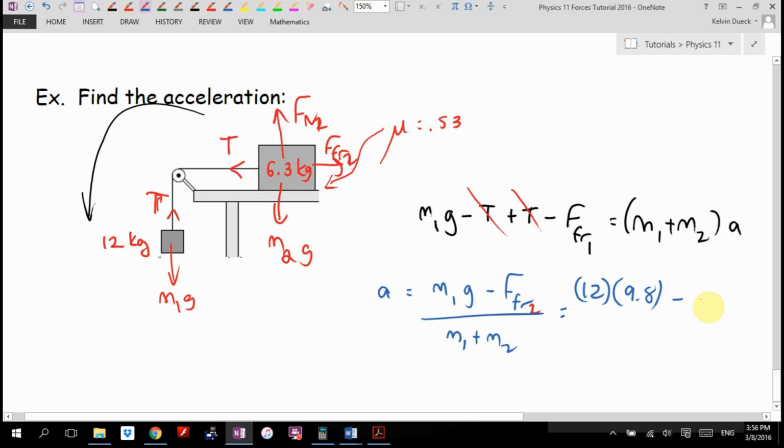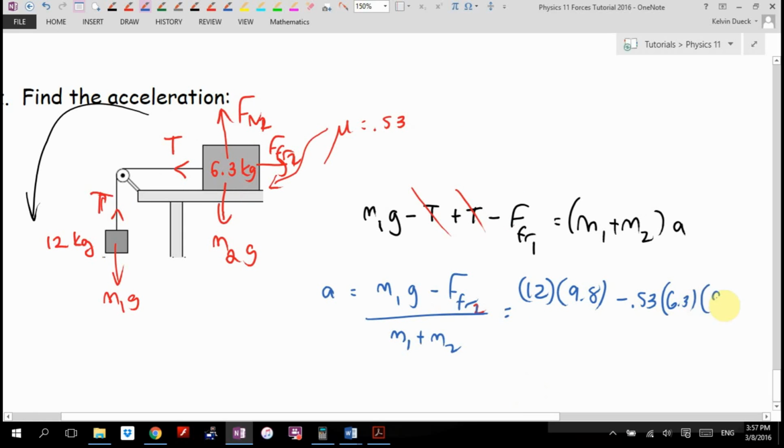Minus mu 0.53 times the normal force. I don't know the normal force. Oh, but look. It's going to be m2 times g, all over 12 plus 6.3.